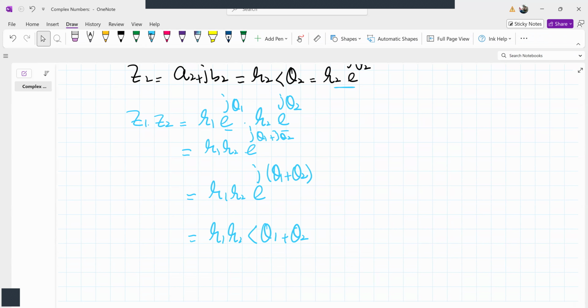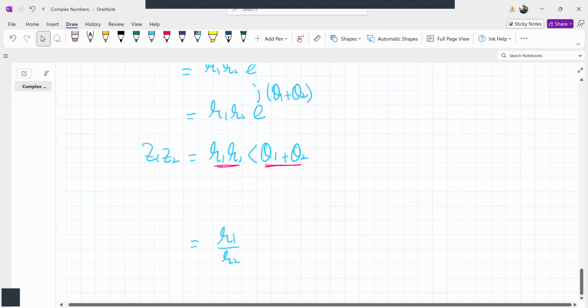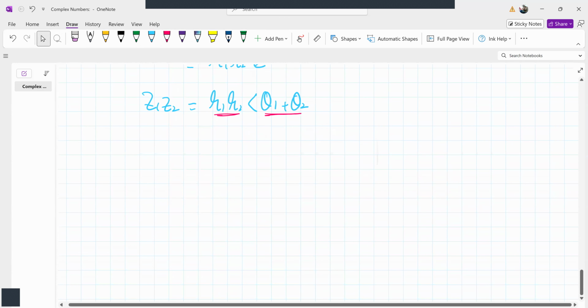So what we got here: if polar form is given, simply multiply the magnitudes and add the phases. That's what the result says. Multiplying the magnitudes and adding the phases will give us the result. So what if the rectangular form is given? We can also do the multiplication in rectangular form.